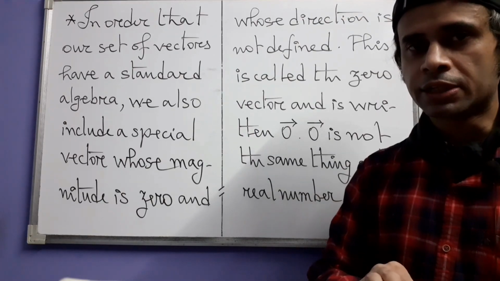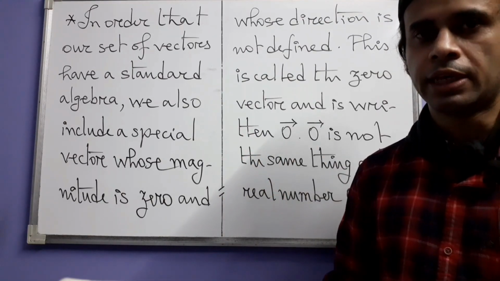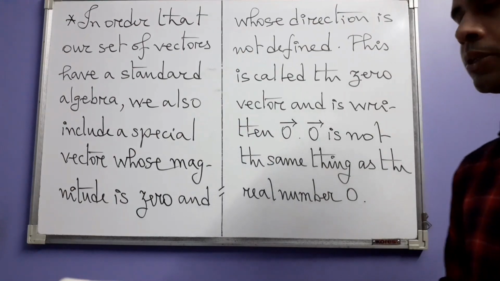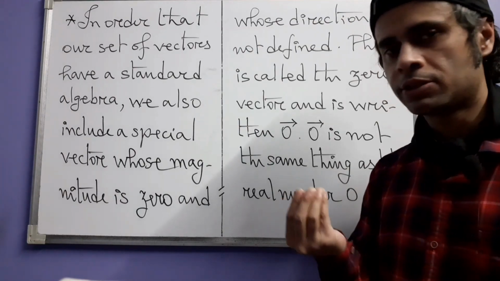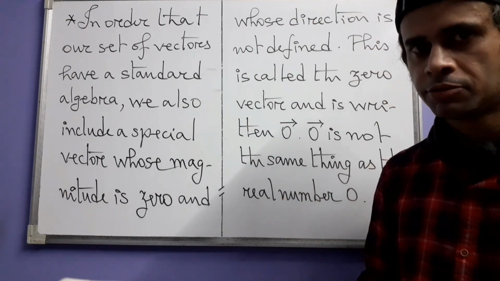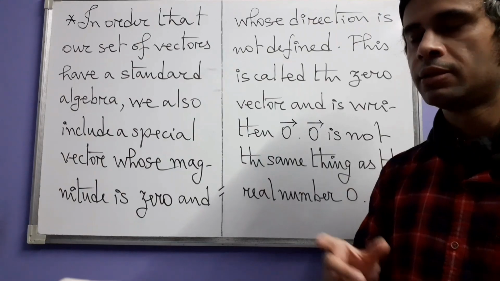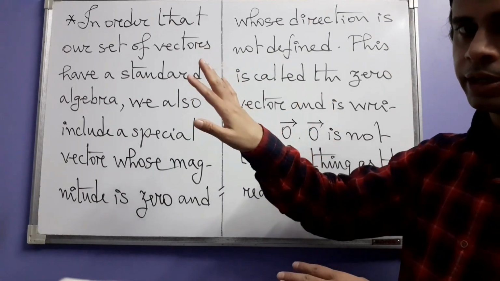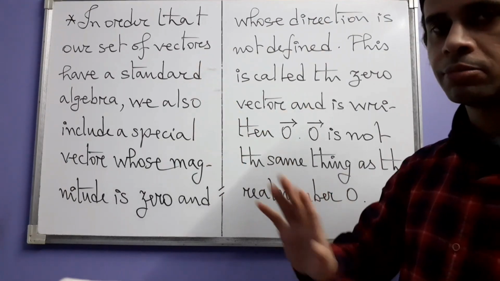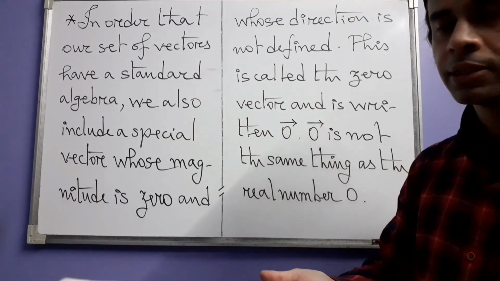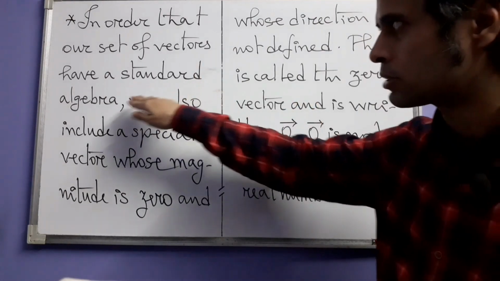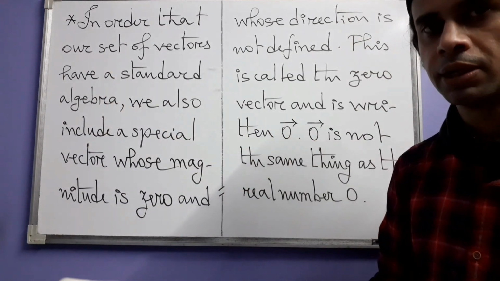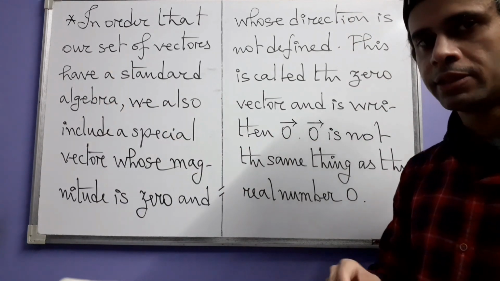Any element of a vector space is called a vector. That is the most general definition of a vector. But the kind of vectors that we need for our purposes are also included in that general definition. They also form vector spaces, which is in fact what we are calling here standard algebra. Actually, algebra of vectors.